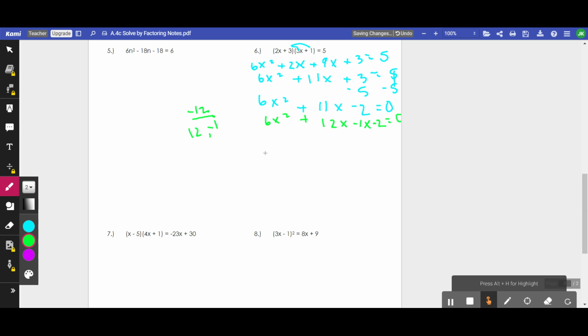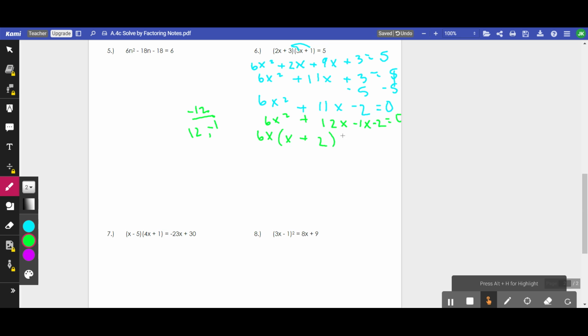And then you're grouping your first two terms. So 6x squared plus 12x. So your number GCF for both those would be a 6. And you can take an x from the first two terms also. So you factor out 6x. And then you're filling in the parentheses. So 6x times x will give you 6x squared. And then 6x times 2 will give you the 12x.